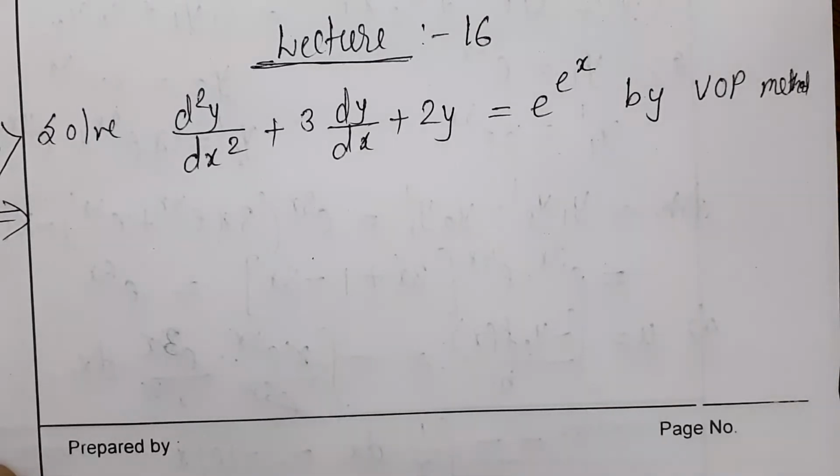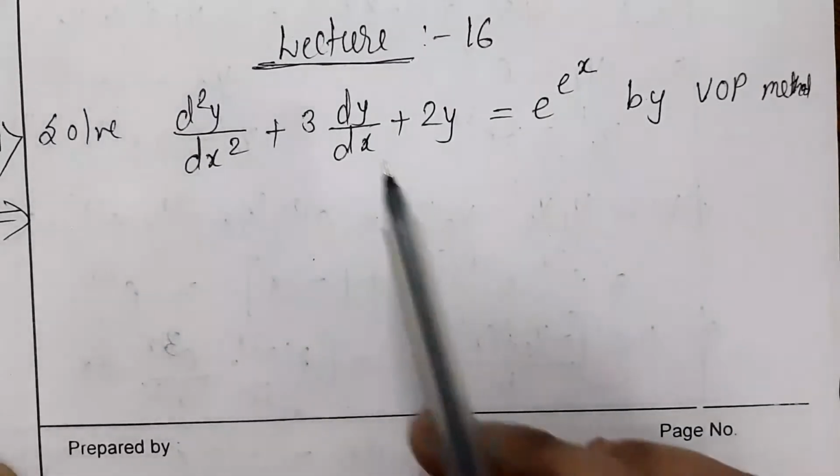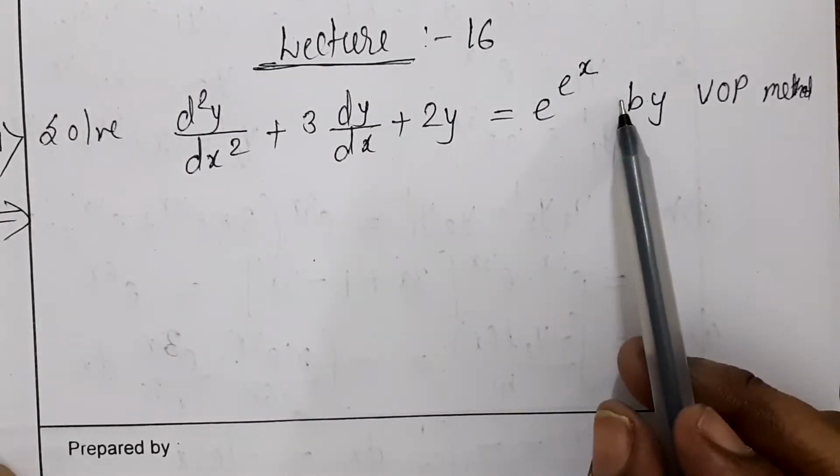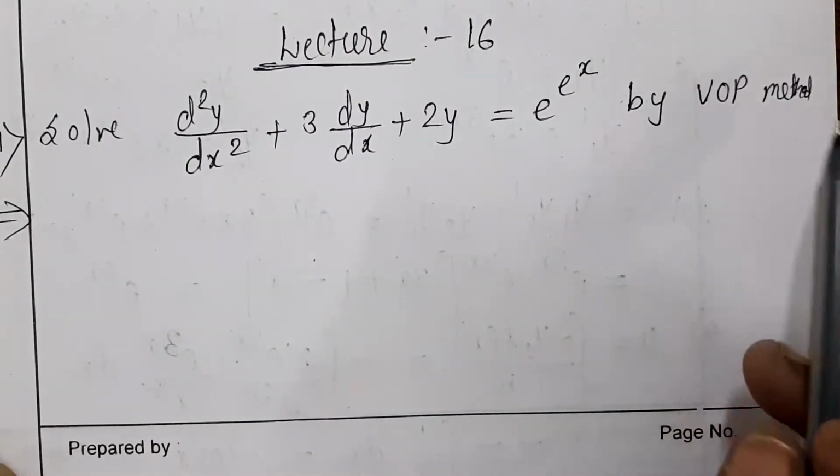Welcome to the lecture of examples on method of variation of parameter. So, first example is d²y/dx² + 3 dy/dx + 2y = e^x by variation of parameter.